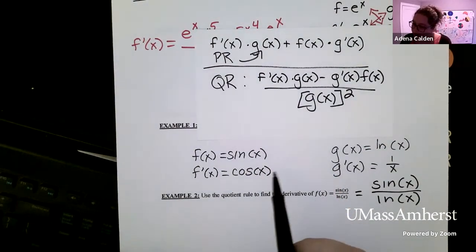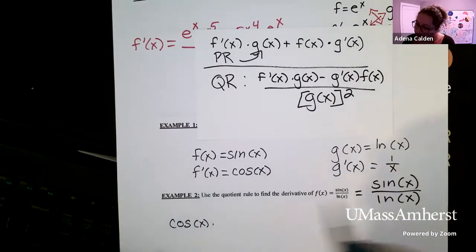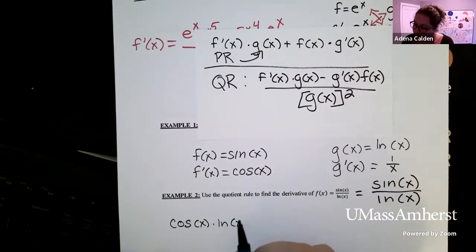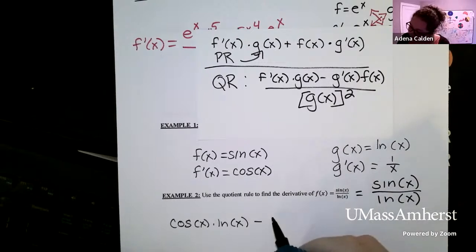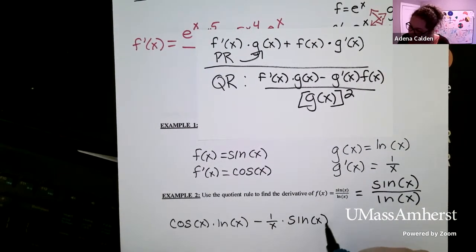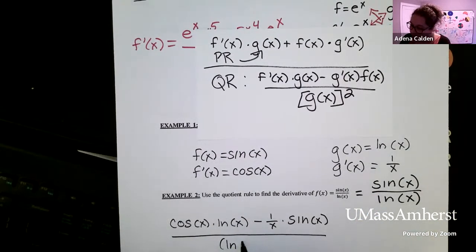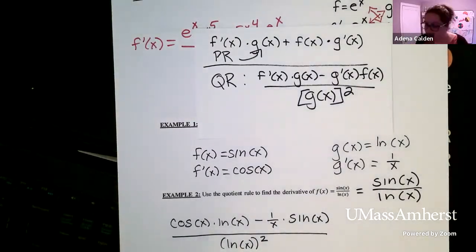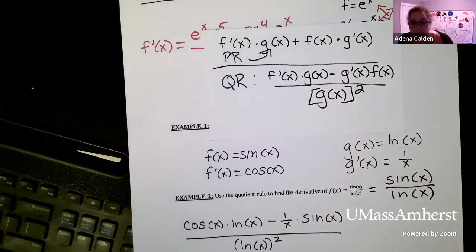So we're going to do f prime times g. So we have cosine x times the natural log of x minus g prime times f. So 1 over x times sine x, all divided by g squared. So ln x squared. Okay, so again, there's nothing really that we would simplify here. We would leave the result looking like this.